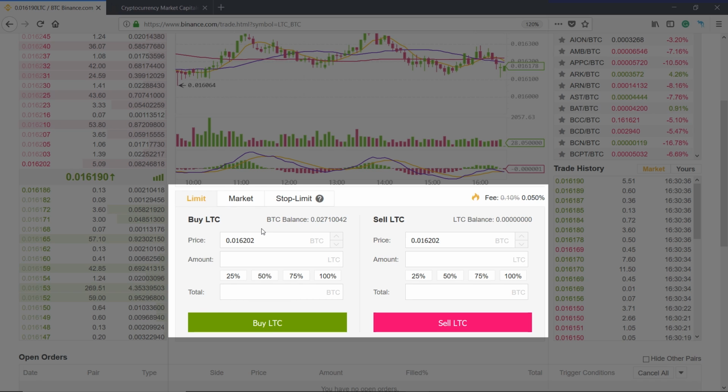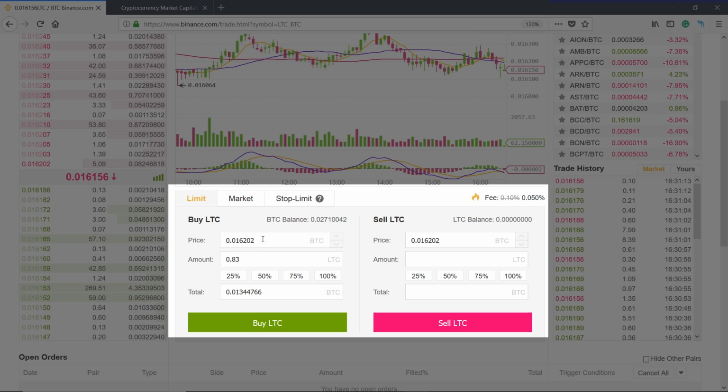A limit order is very simple. You're telling Binance that you're going to pay this and only this amount. Say you want to buy Litecoin. I only have a little less than $300, so I want to take maybe half of what's in my Binance account. In this case, that amount of Bitcoin is about $140 worth. And I only want to pay 0.6202 for my Litecoin.